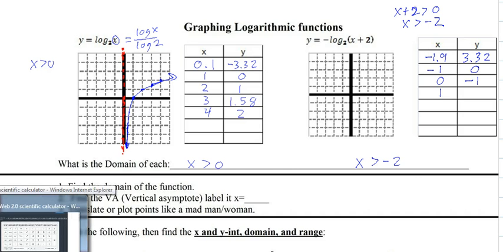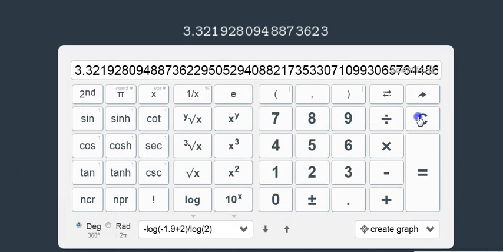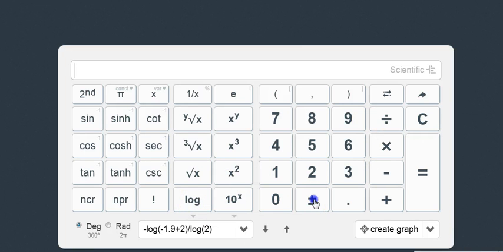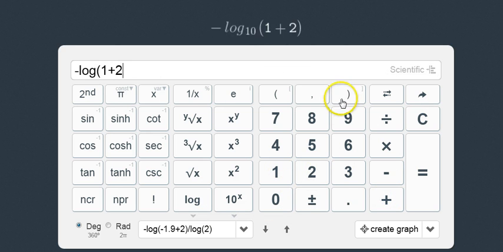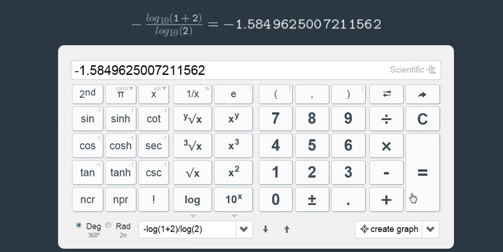Let's do the last one, which is 1. Let's clear it. So negative log, and then we have to do 1 plus 2, close it, divided by log of 2, enter. And we get negative 1.58.